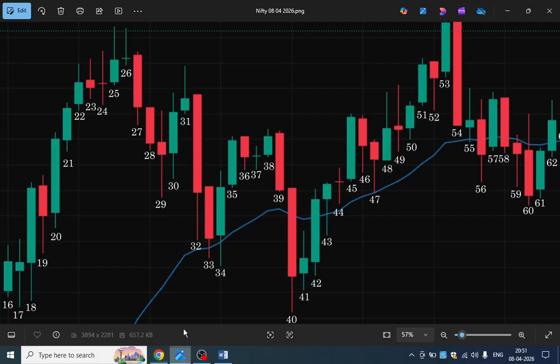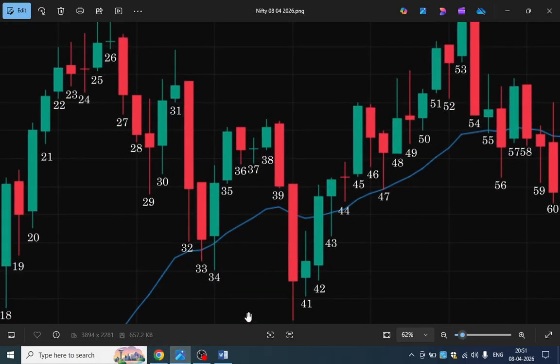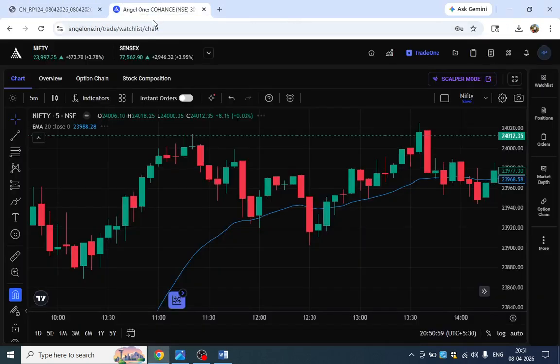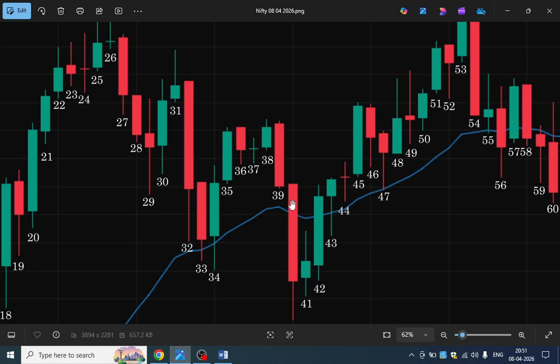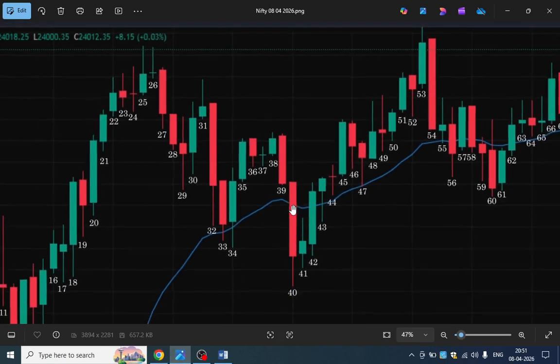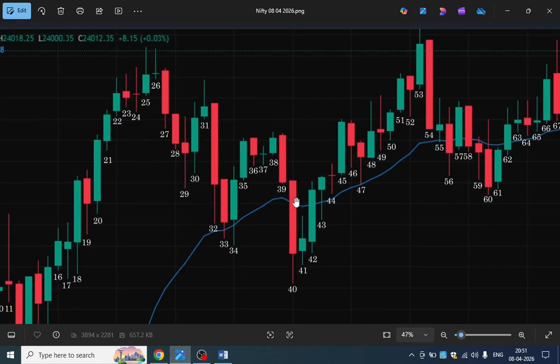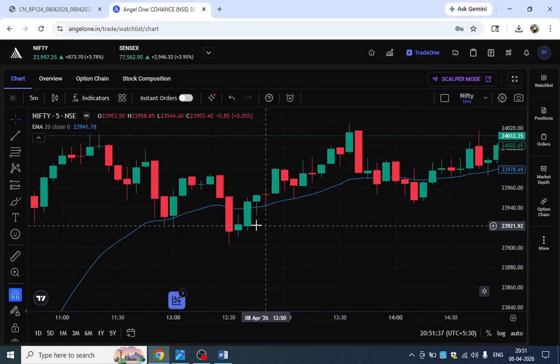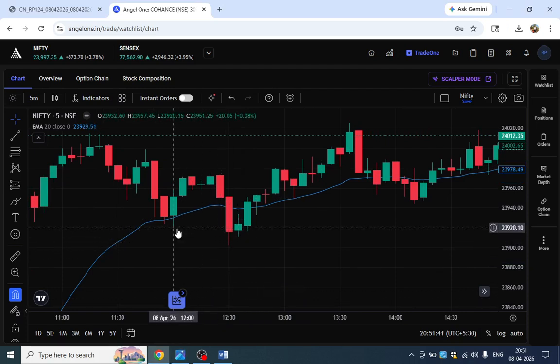but at 12:30, when the market was moving down at this position, around this area, I got out with my profit, which I shouldn't have done. I should have run this trade. I should have waited for this low to be tested.